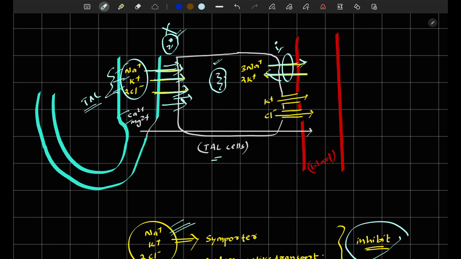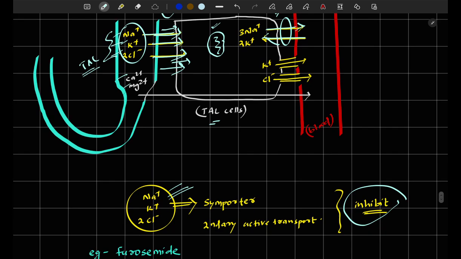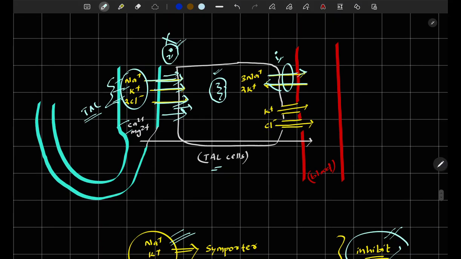So when we add loop diuretics, they inhibit the secondary active transporter, due to which sodium, potassium and chloride reabsorption will be inhibited, and these three molecules will move in the direction of urine formation. Along with chloride, since chloride is not absorbed after taking diuretics, the calcium and magnesium ions will also not be reabsorbed and will enter into the urine.